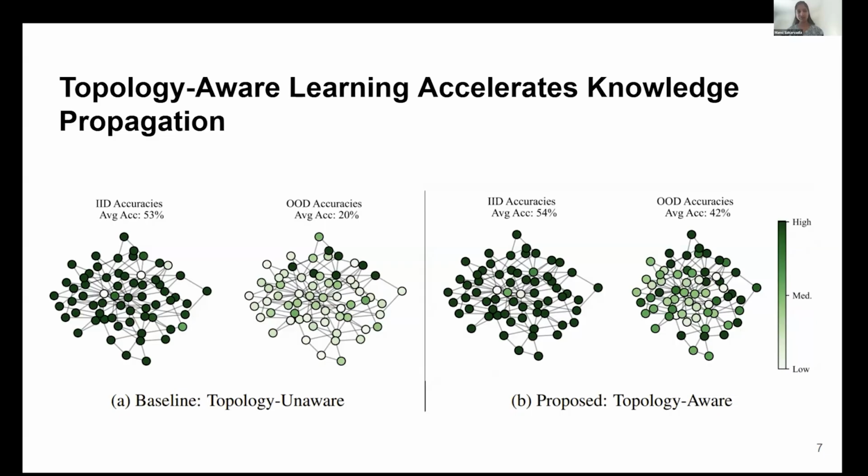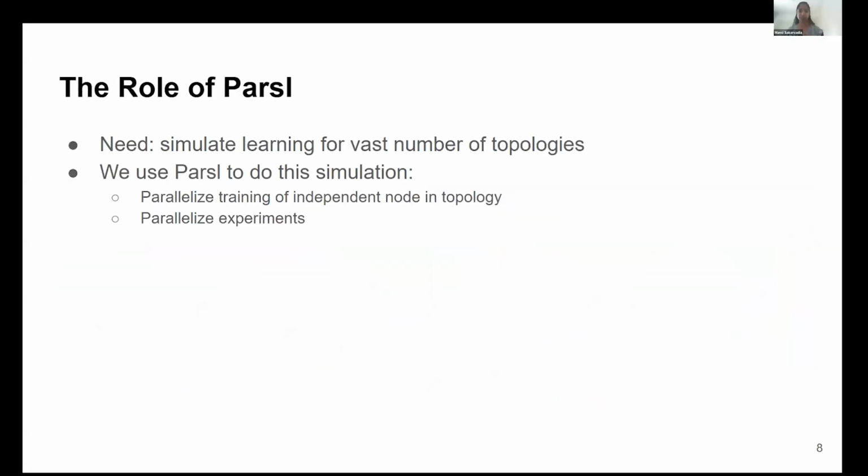And so this is Parcel Fest, so I want to touch on the role of Parcel in our work. What we needed was a way to simulate learning under a vast number of data distributions. And we use Parcel to do this twofold. First, we use Parcel to parallelize the training of independent nodes within a topology prior to aggregation. And we also use Parcel as a second wrapper to parallelize at the experiment level.